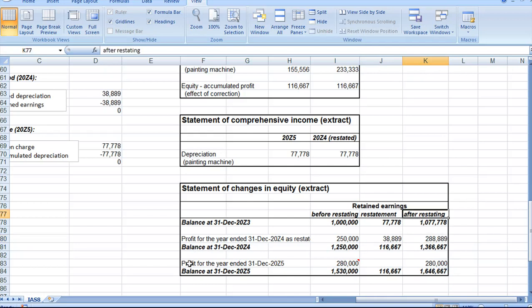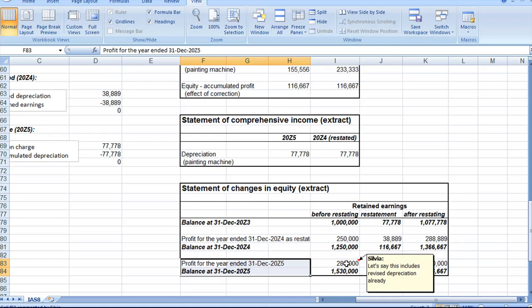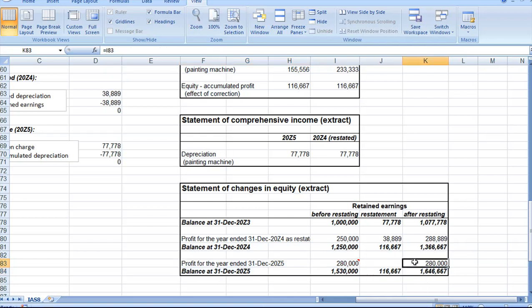In the year 20Z5, you don't need to present any correction because you have already recognized the revised depreciation charge correctly. Of course, this is just the illustration, so you don't need to do it this way, but I just wanted to show you why you need to perform these calculations and where their effect is presented.